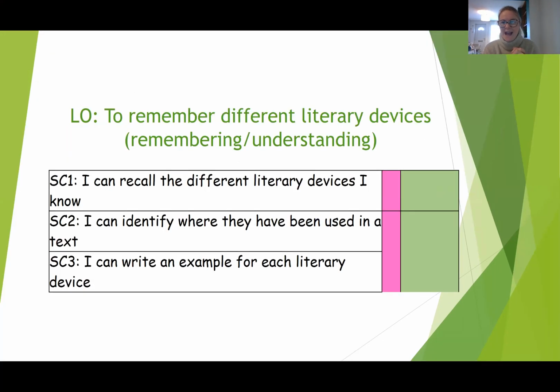So we now need to think about what it is that we've learned this year that we're going to include. So we need to learn today to remember our different, we call them posh word alert, literary devices. And that is basically fancy pants words for things that we use in our writing to make it more exciting. So we need to be able to recall the different literary devices we already know. We need to be able to identify, so find where they've been used already in the Gruffalo. And lastly, we need to write an example for each of the literary devices that we find in the Gruffalo.